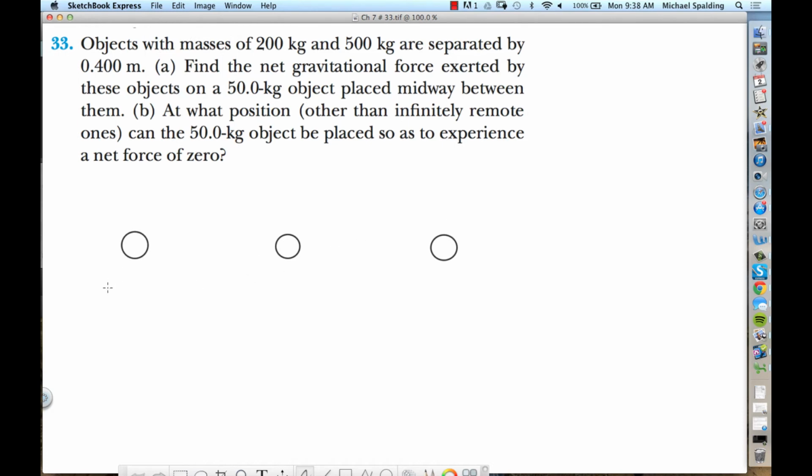Okay, part B. So let's have to fill this in again. So M1 is 500. M2 is 200. Is that how I had it set up? Oh, darn it. M1 is 200. M2 is 500. Okay, now, M3, let's just erase this guy for a second.